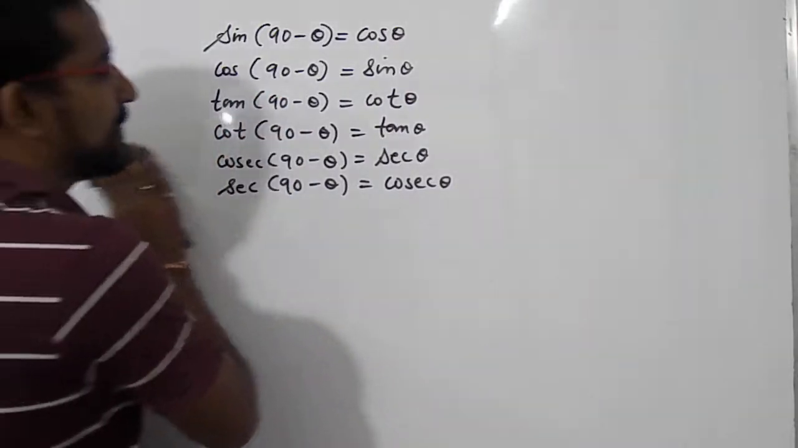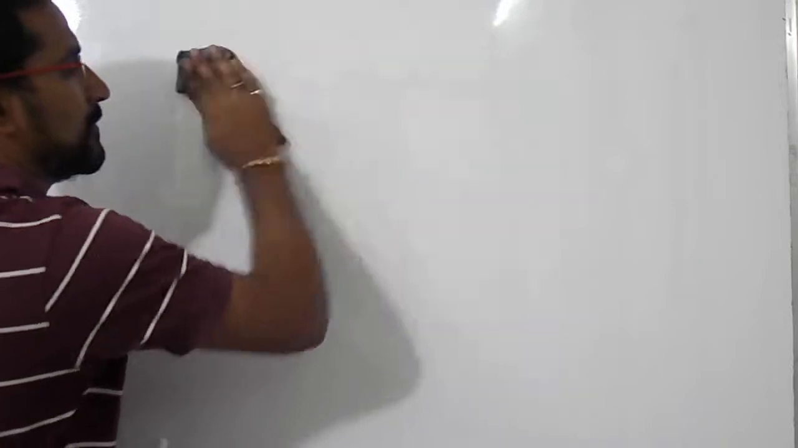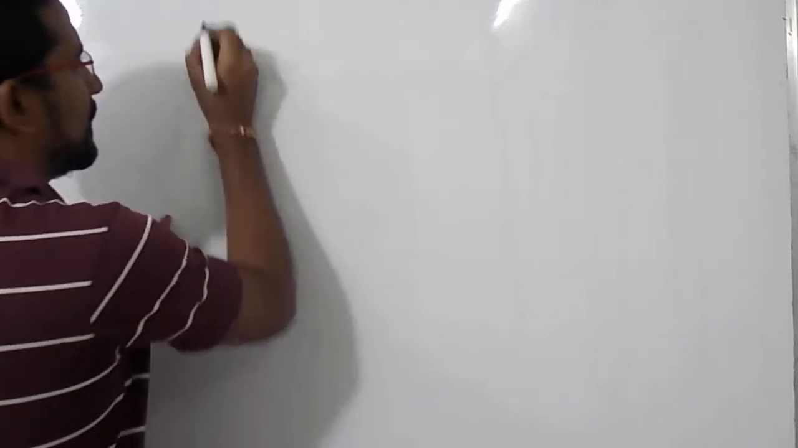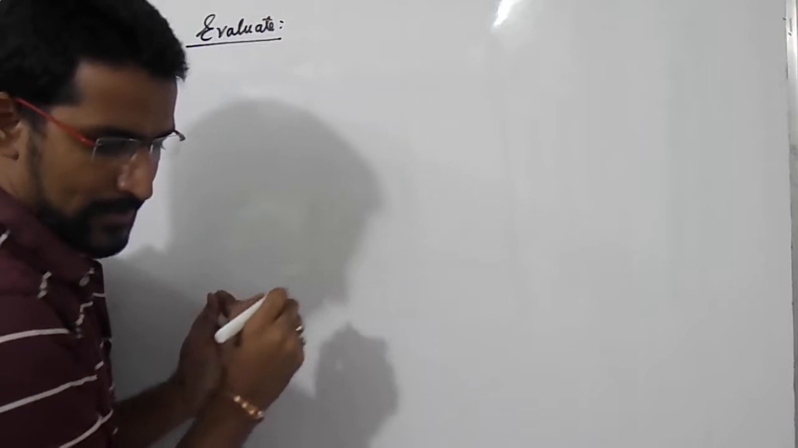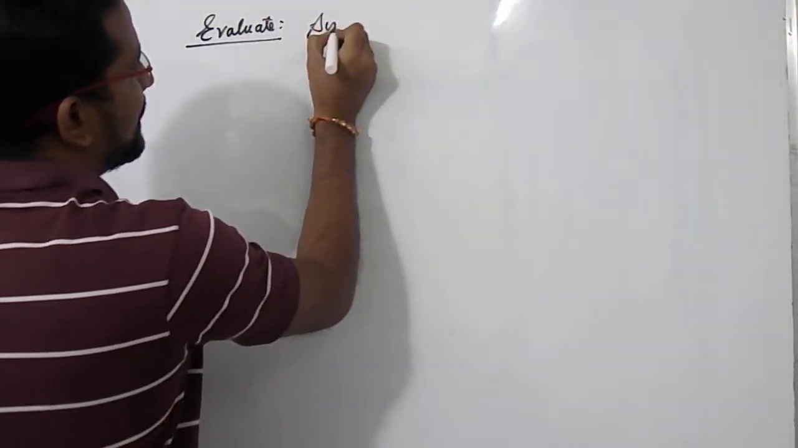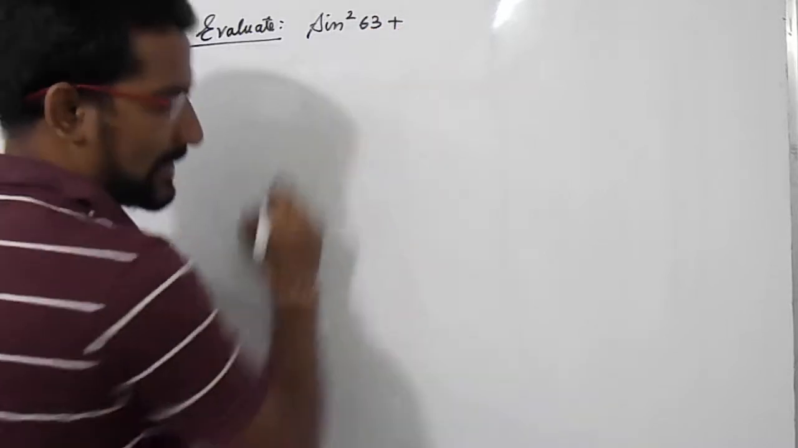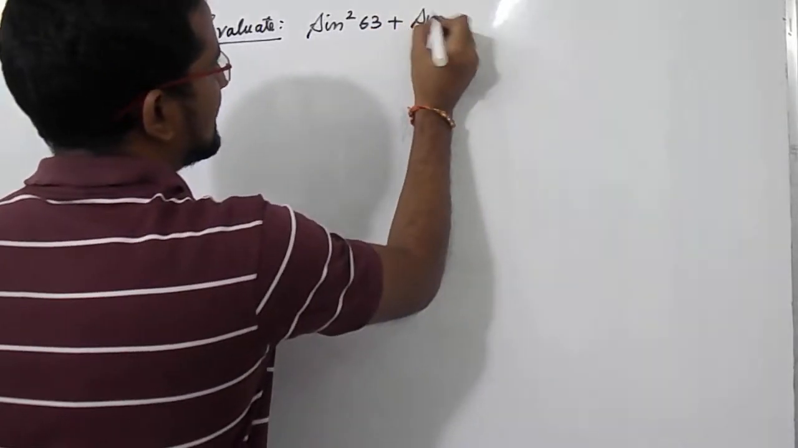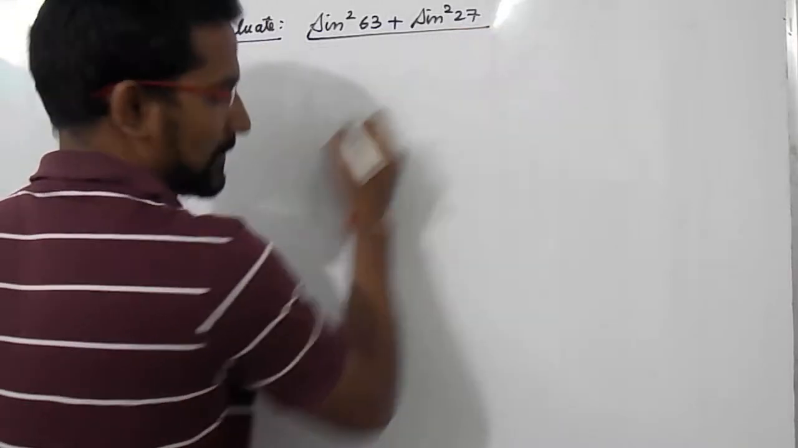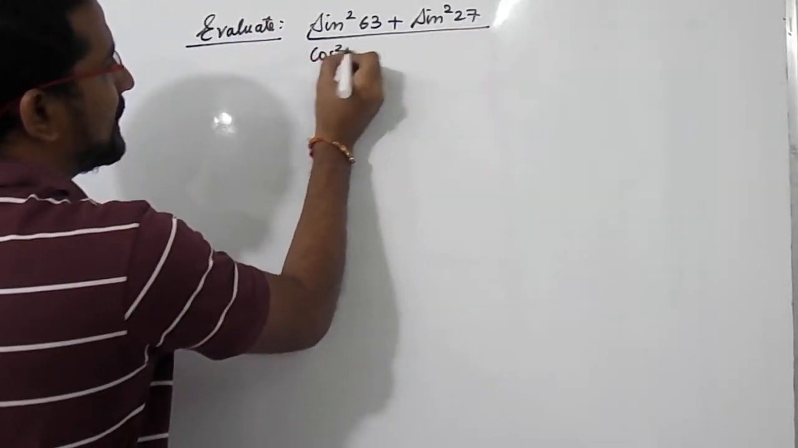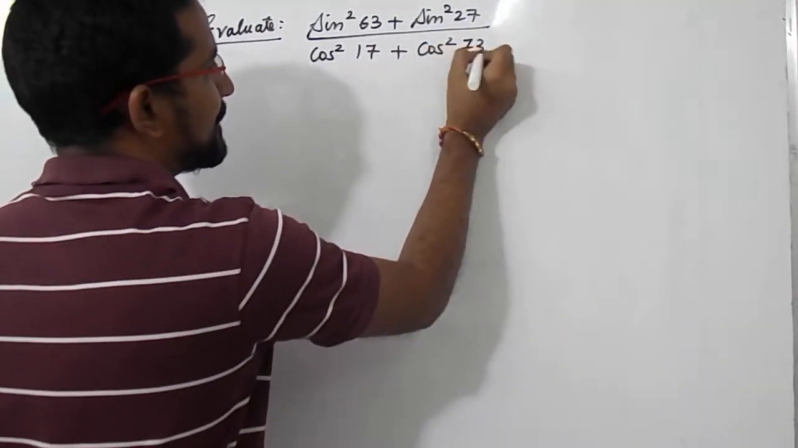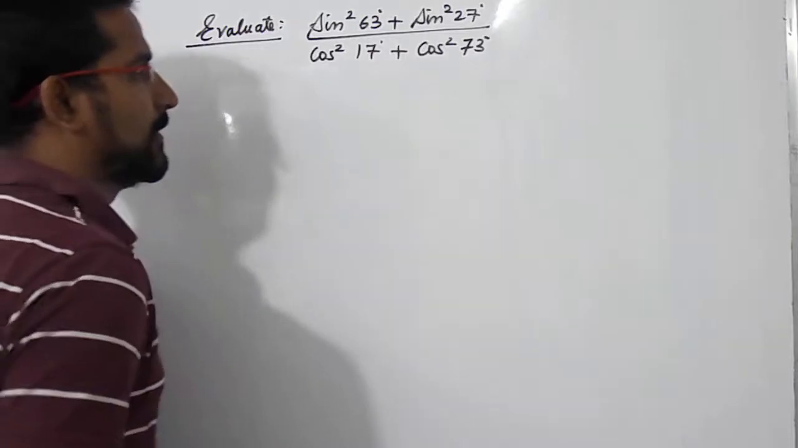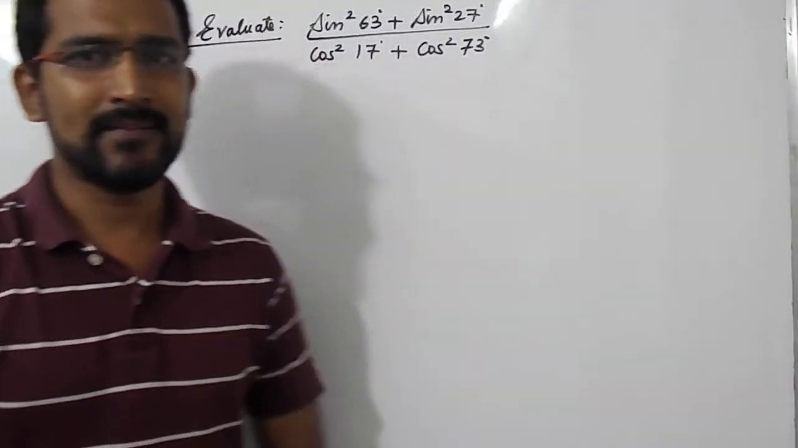Now we'll see sum number 3. Sum number 3 says evaluate. It is given that you have to evaluate the value of (sin square 63 plus sin square 27) divided by (cos square 17 plus cos square 73) degrees. So we have to evaluate this.